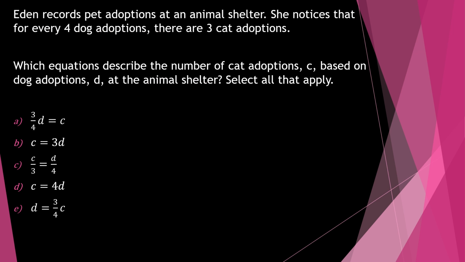Our next question says, Eden records pet adoptions at an animal shelter. She notices that for every 4 dog adoptions, there are 3 cat adoptions. Which equations describe the number of cat adoptions C based on dog adoptions D at the animal shelter? Select all that apply. Okay, so it looks like for every 4 dog adoptions, there are 3 cat adoptions.